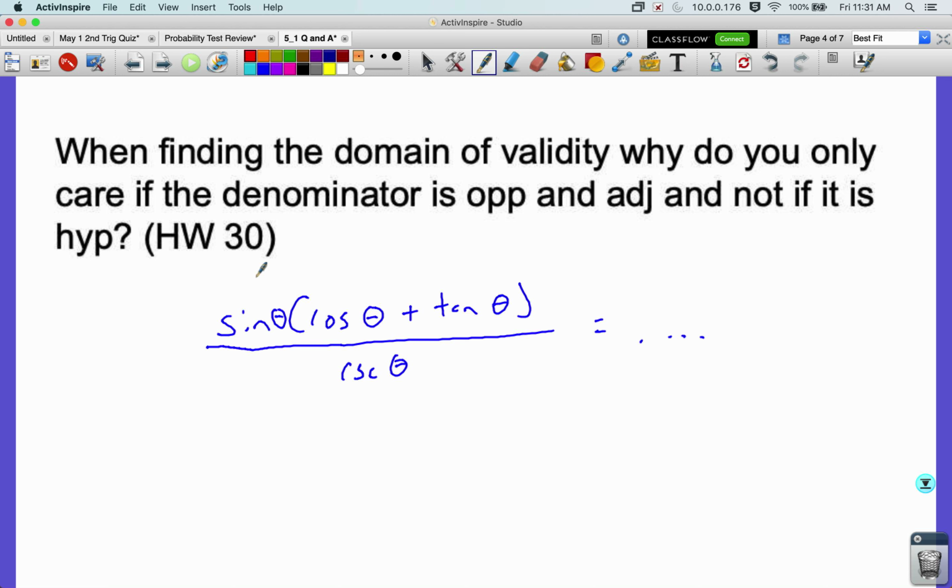And we go back and we write what the ratios were for each of these functions. And cosecant is hypotenuse over opposite. All right, but what this question says is that we only care about side lengths that end up in the denominator, for 1. Now, does this hypotenuse count? Yes, but hypotenuse is never 0.